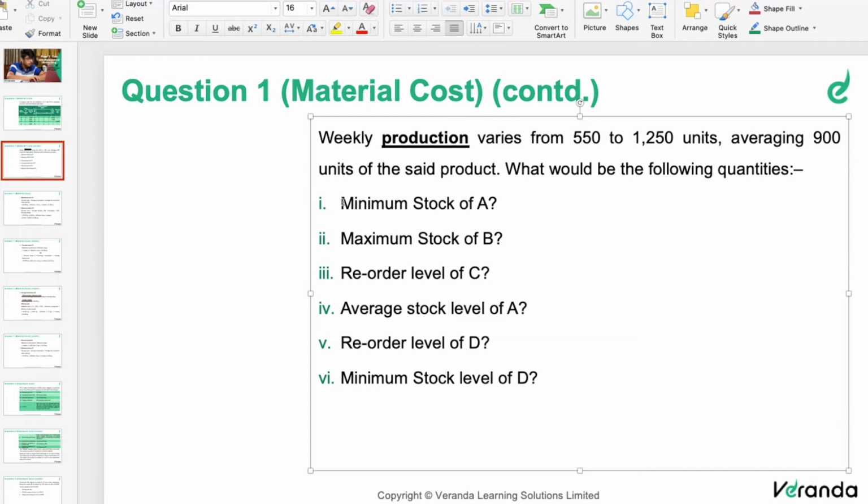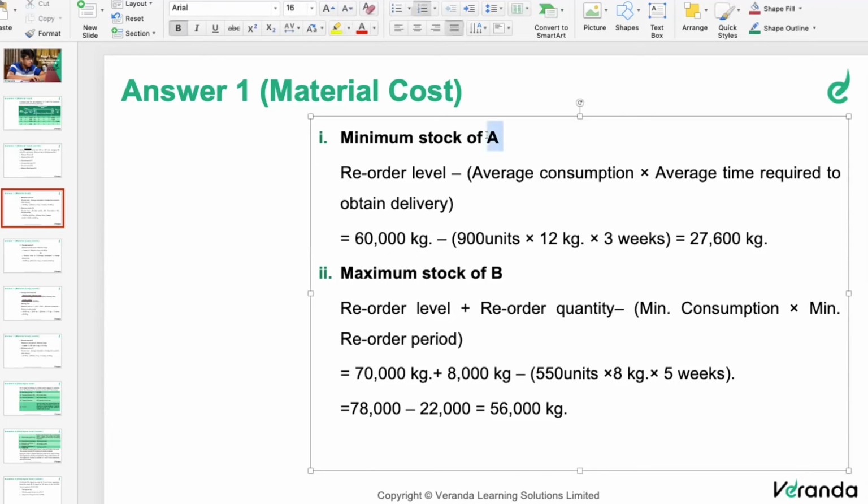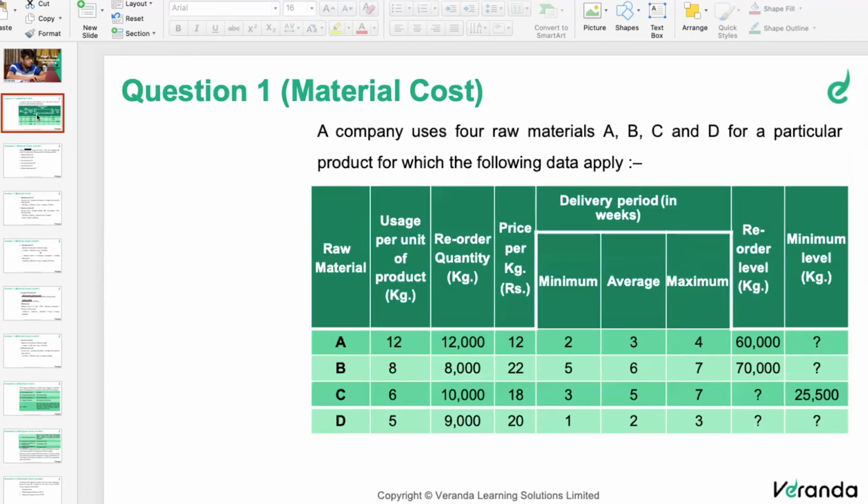first one is minimum stock of A. What is the formula for minimum level? Reorder level minus average usage into average lead time, that is, average consumption. Everything is with respect to A alone, so you have to verify A data alone. First, the reorder level of A. Refer to the question.